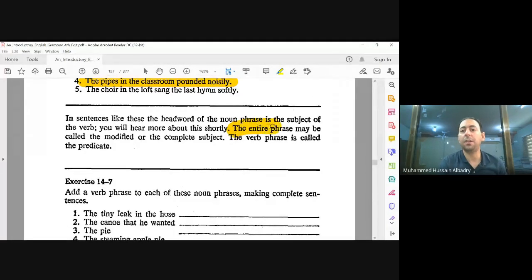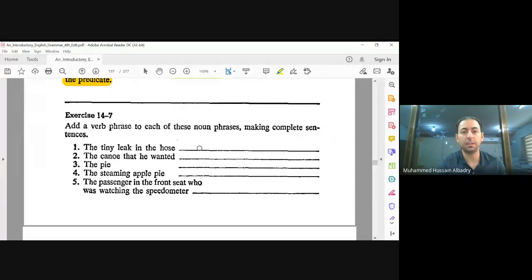يقول لك the entire noun phrase maybe called the modified or complete subject. شفت؟ ممكن نسميها subject. اوكي؟ يعني هاي كلها the pipes in the classroom كله subject. Verb phrase predicate. predicate يعني تكملة. تاخذوا بالمرحلة الثالثة، هذا مصطلح. يقول لك الجملة تتكون من subject and predicate. اوكي؟ لكن هنا تمارين.